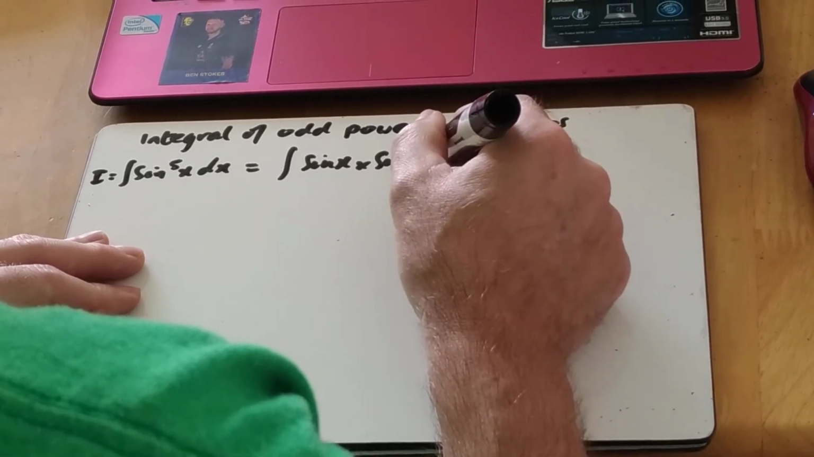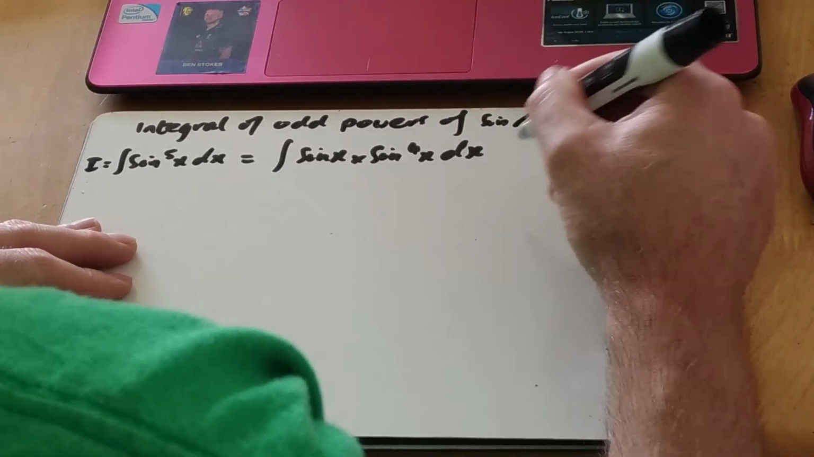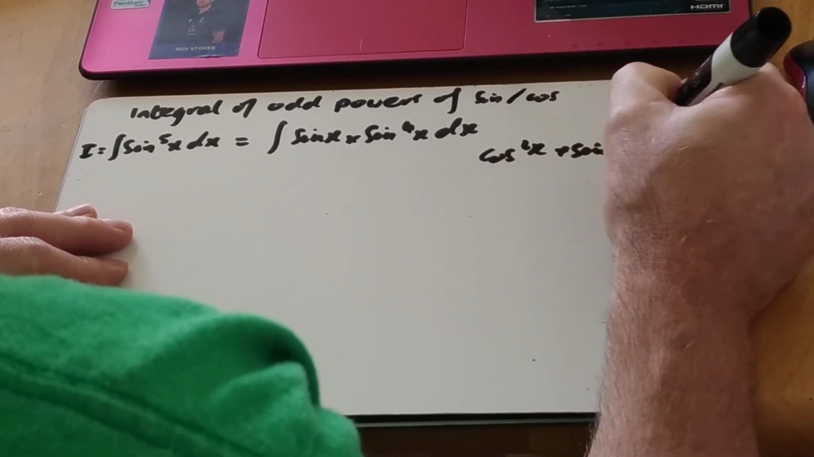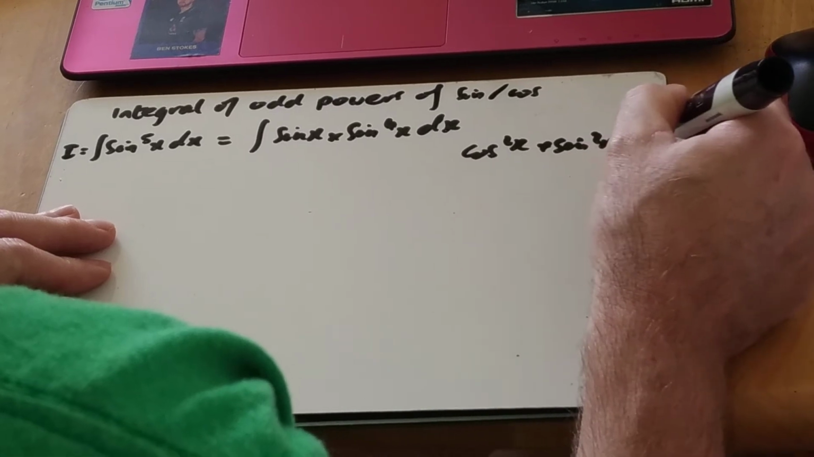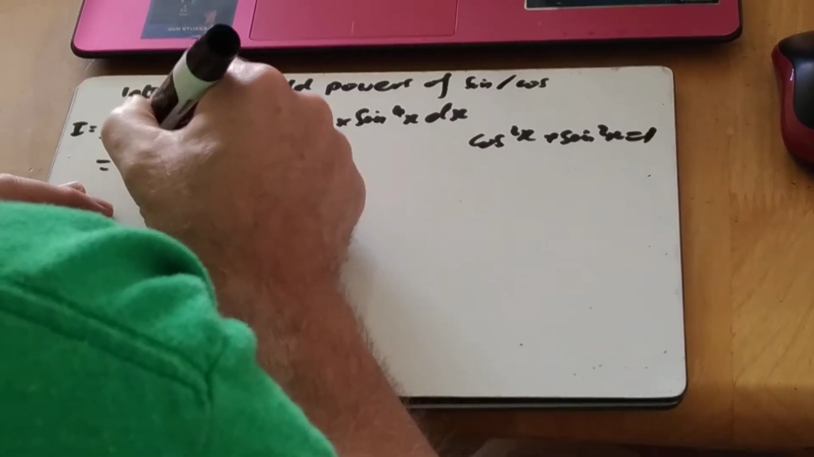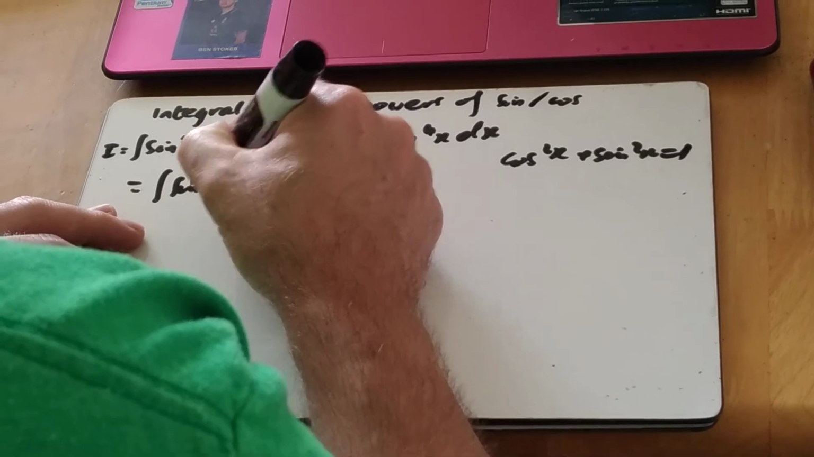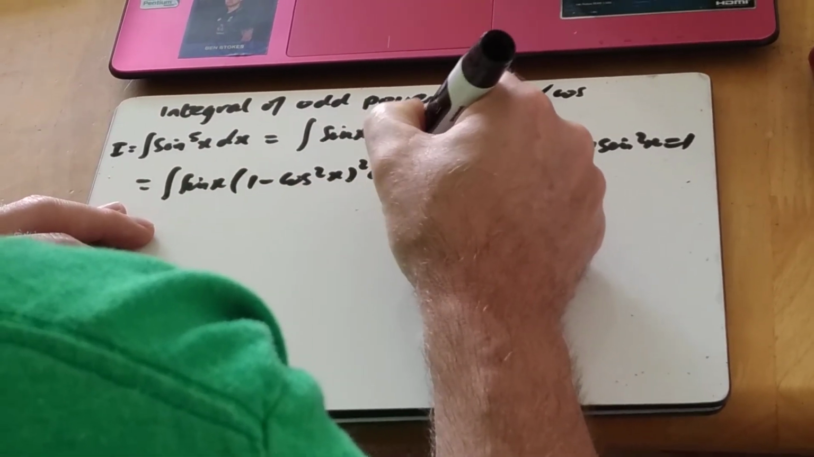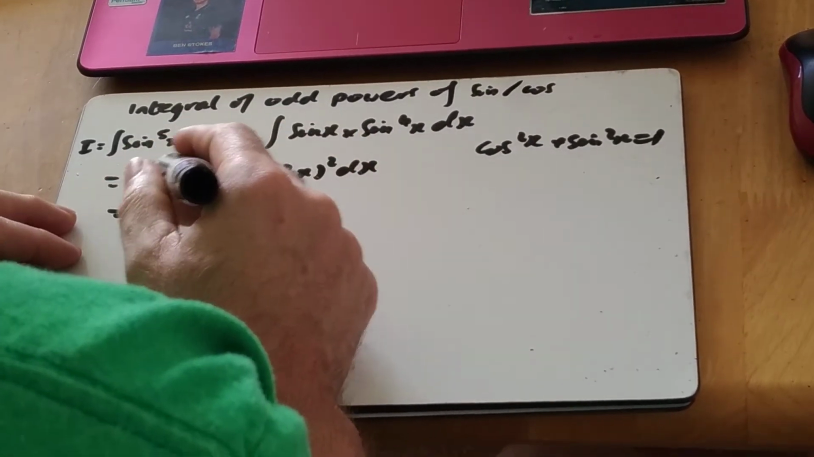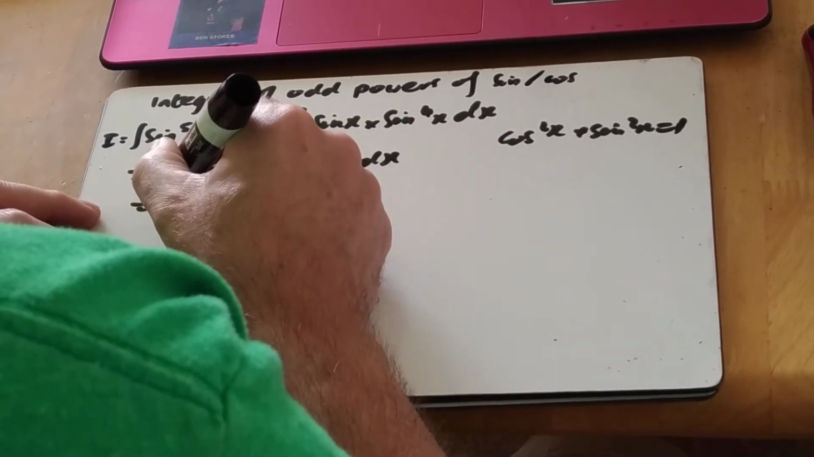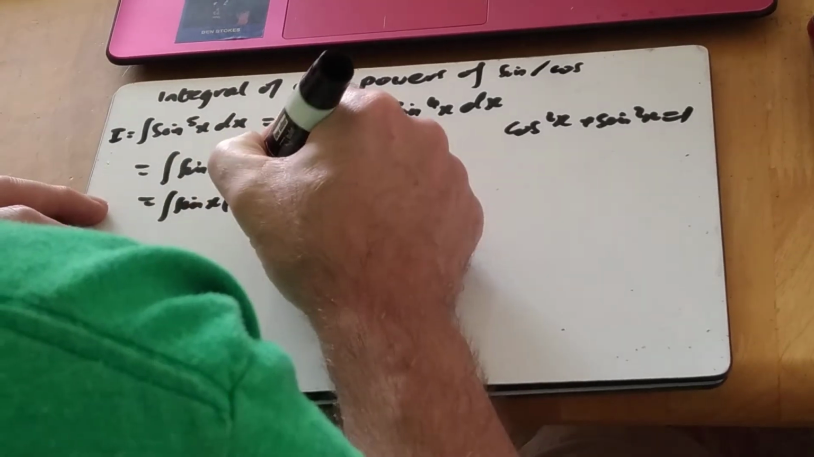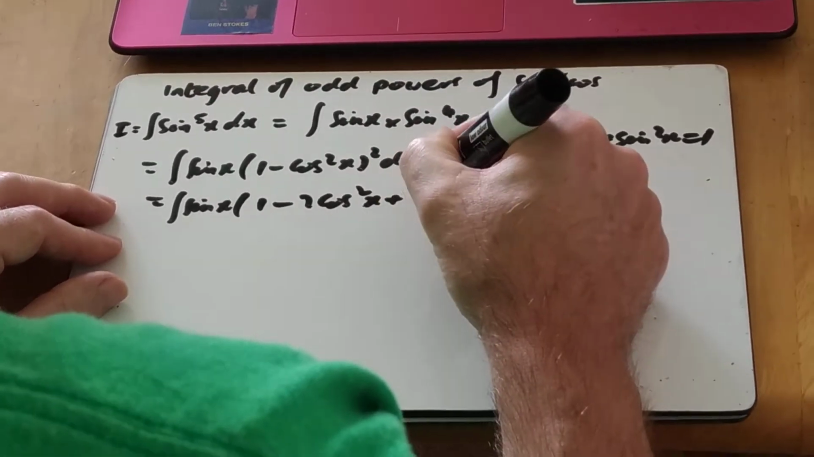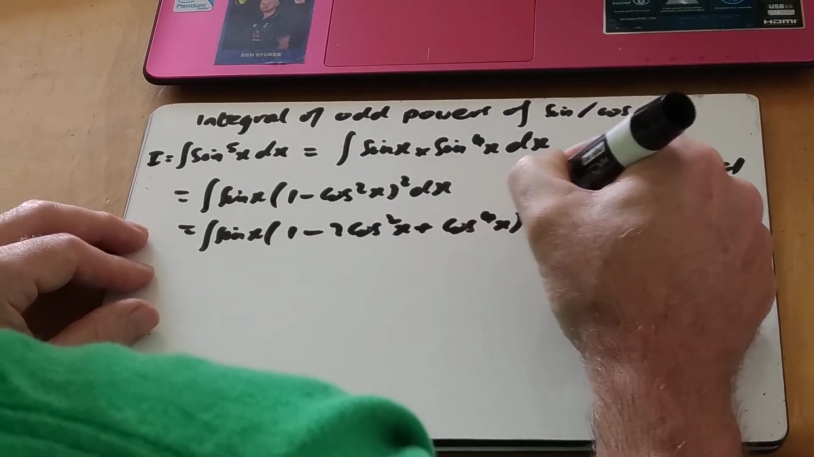With the even part now, I can use the fact that cos squared x plus sine squared x equals 1 to make sine squared the subject: 1 minus cos squared. In this case, it's the integral of sine x times (1 minus cos squared x) all squared dx. And what I'm going to end up with, multiplying this out, is 1 minus 2 cos squared x plus cos to the power 4x dx.